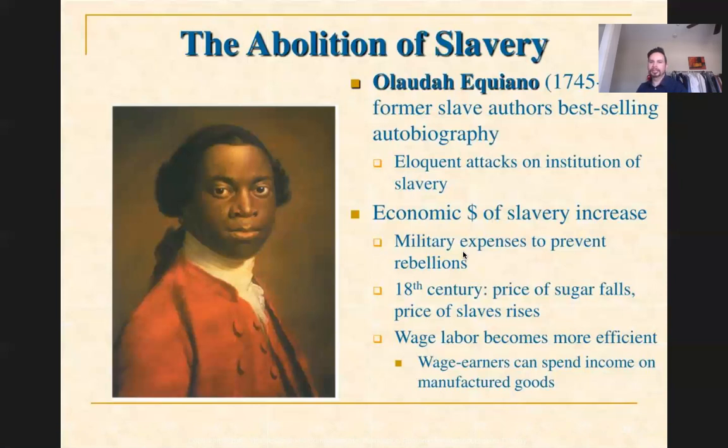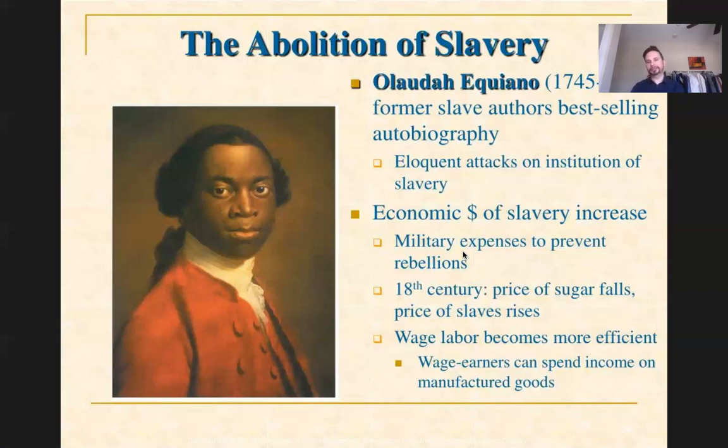So, for example, we have Olaudah Equiano, from 1745 to 1797, and he was a former slave, and he wrote a book. He wrote an autobiography of his life as a slave, and he created very eloquent attacks on the institution of slavery. So a lot of people read his book and became very convinced about how slavery is an evil institution and needs to be abolished.